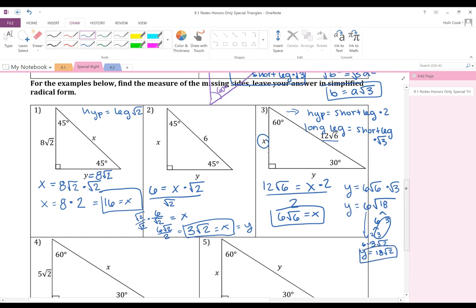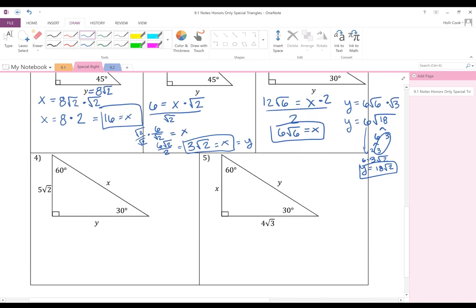Okay, let's try the next one. Let's see, I'm going to write our rules down here again. Hypotenuse is equal to short leg times 2, and long leg is equal to short leg times root 3. Okay, so this time we're given the short leg. So if we're looking for our hypotenuse first, our x value, we're going to do our short leg, 5 root 2 times 2. And we can't combine the 2 with the square root of 2, but we can with the 5, so we should get 10 root 2.